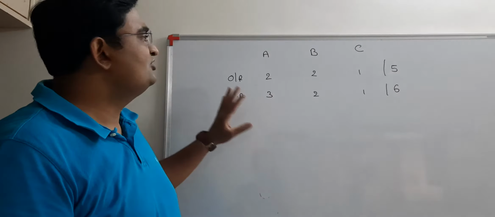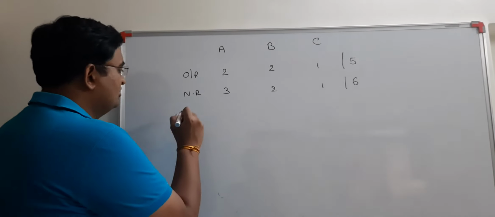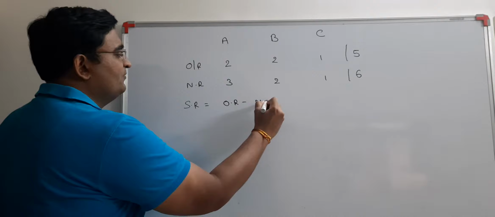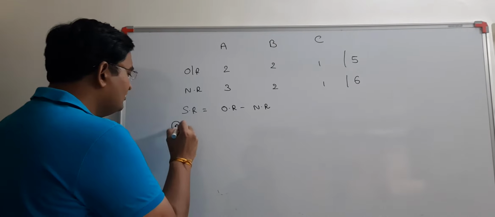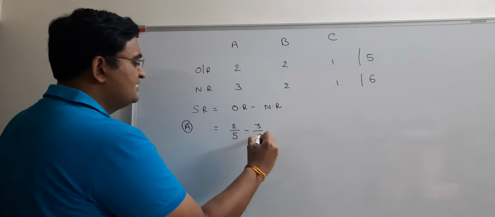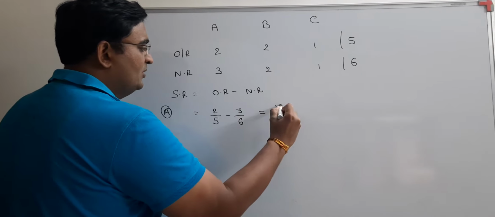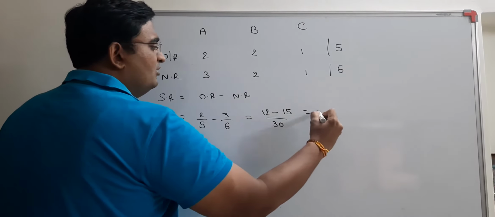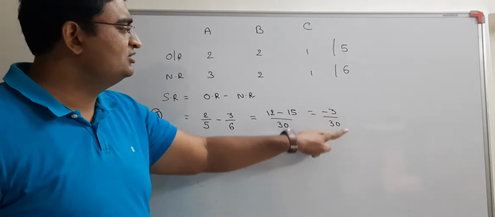So in illustration number 2 they have asked to find what? Sacrifice ratio. Now how to find sacrifice ratio, students? Sacrifice ratio is equal to old ratio minus new ratio. Am I right or wrong? The formula you are very much known to. Talking about partner A, it will be 2 by 5 minus 3 by 6. Now you simply cross multiply. 6 2s are 12, 5 3s are 15, upon 30. That gives me minus 3 upon 30. There is no need to make further solution, minus 1 upon 10.